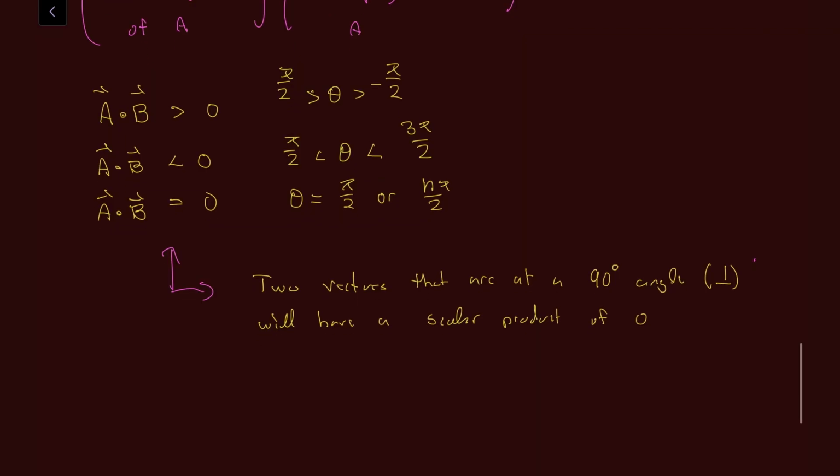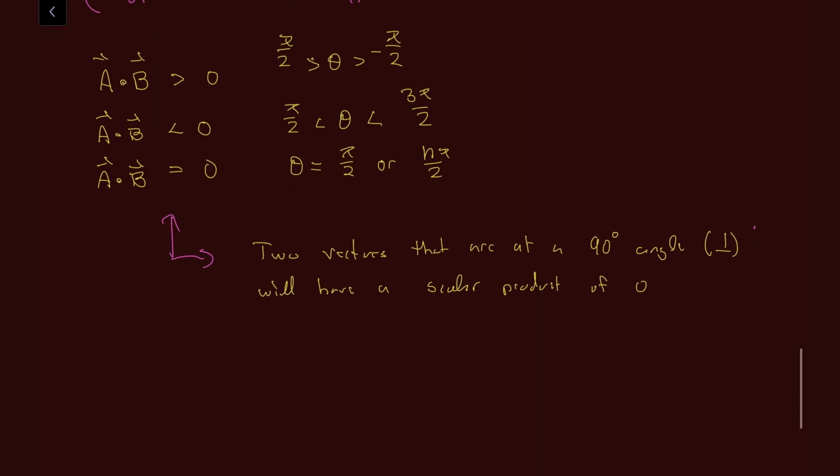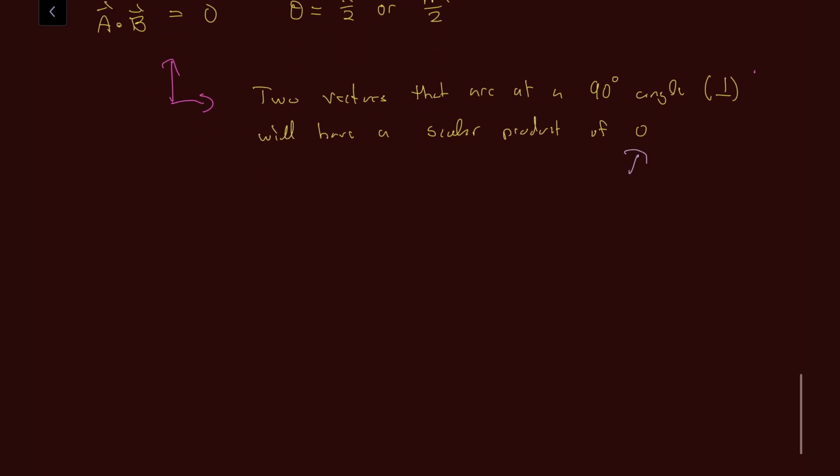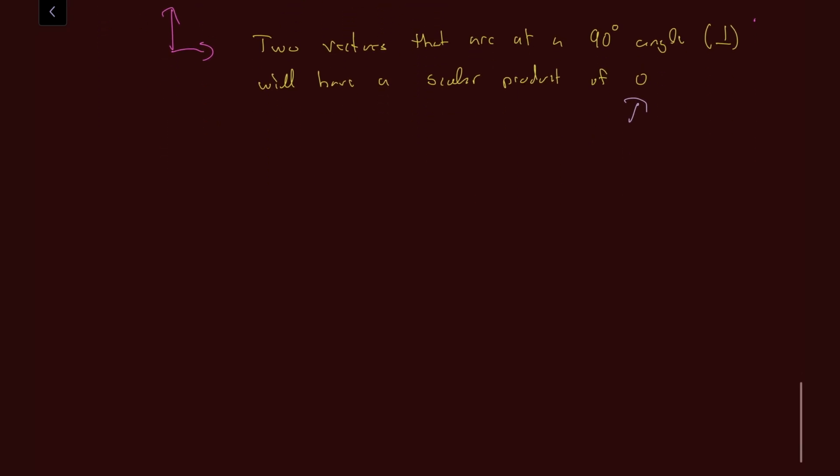Now, let's take a look at this last section once again, because it tells us something else. It tells us that when 2 vectors are at 90 degrees angle, or any multiple of 90 degrees, that is to say when they're perpendicular to each other, this is the sign for perpendicular, they will always have a scalar product of 0, which is very, very important. It sounds so simple, but it does have important consequences, which we're about to cover now.